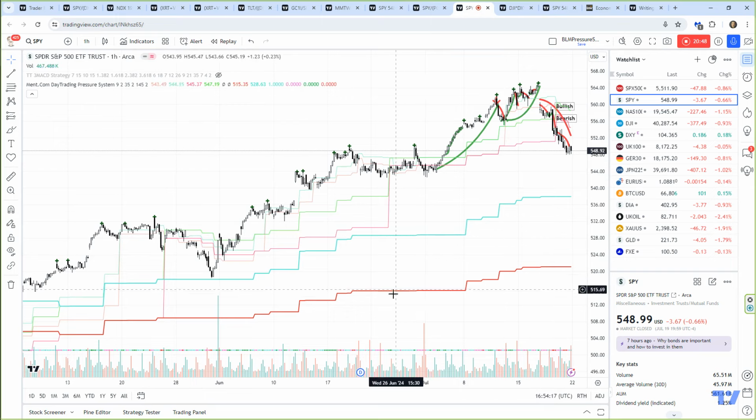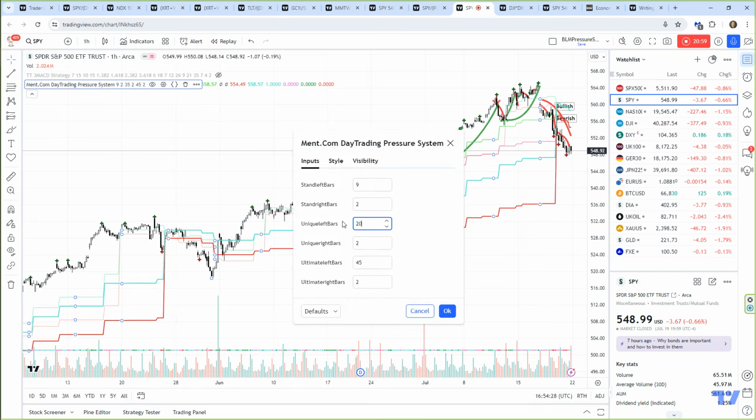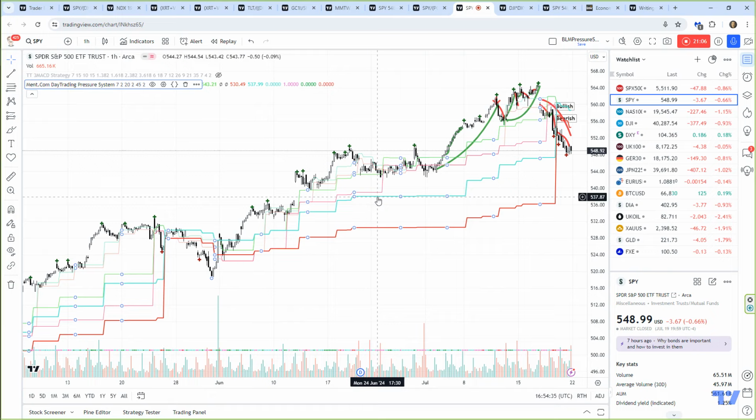You can see here that we are still technically in a long trend. I have to adjust these. So I'll go into settings. I'll set these back to 45. I'll set these back to 20. And I will set these back to 7. And so now we're still in a longer term, actually bearish trend right now.